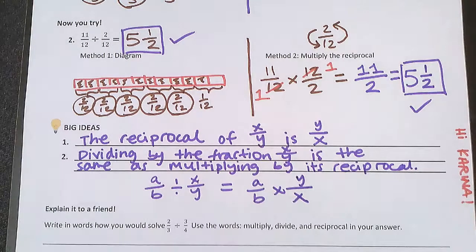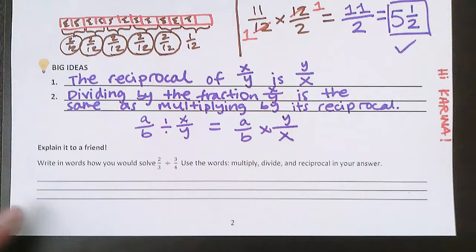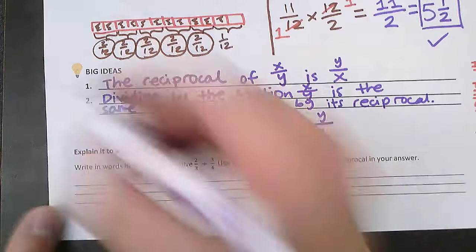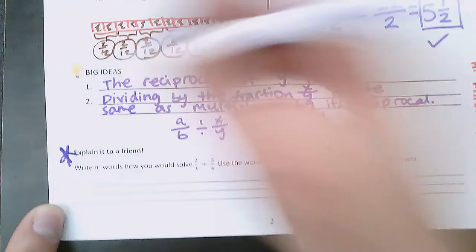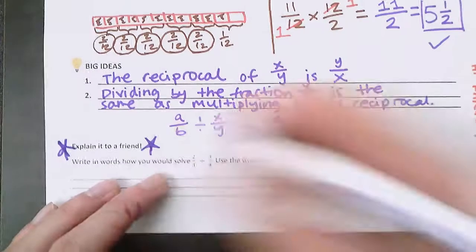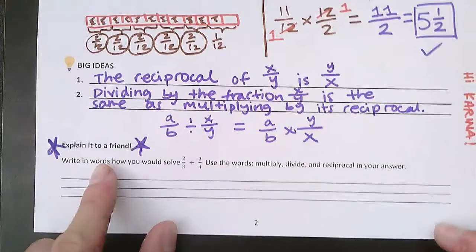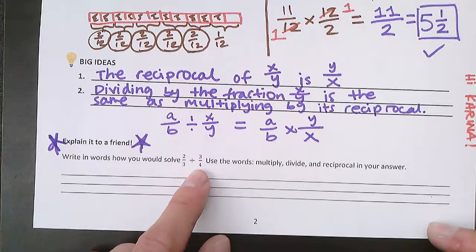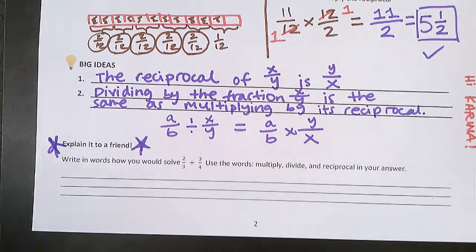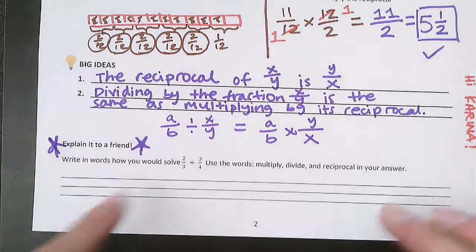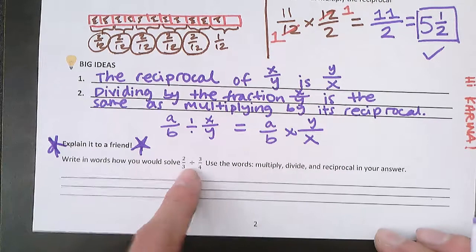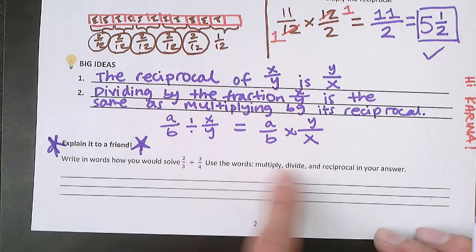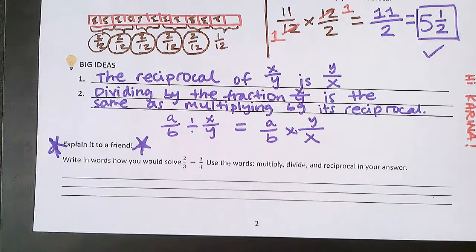Okay. Now that we have our big idea, what I want you to do is to put it all together. This part where it says explain it to a friend. Write in words how you would solve 2/3 divided by 3/4. All right? So you don't have to solve it. I just want you to use an explanation in words how you would approach your solution. And in your explanation, I want you to use the words multiply, divide, and reciprocal in your answer.